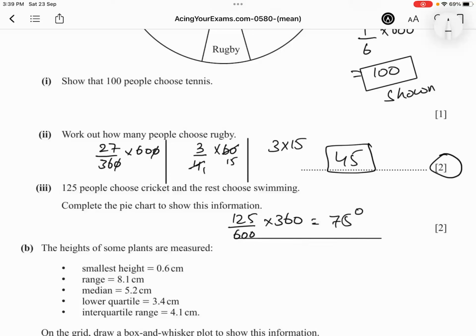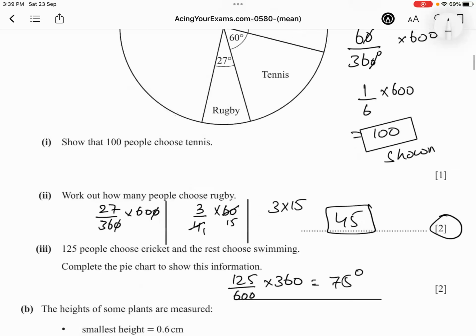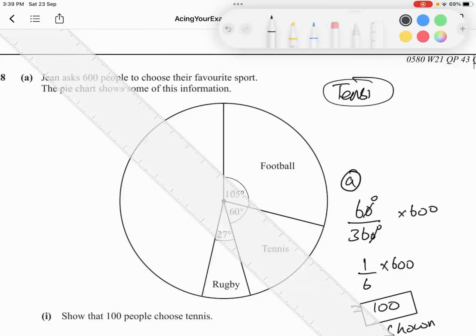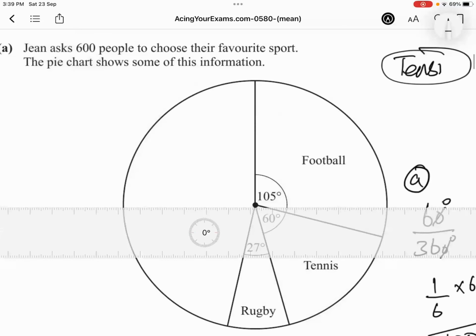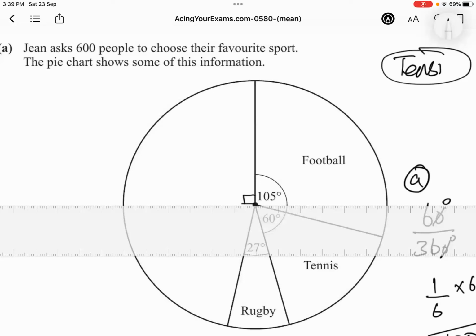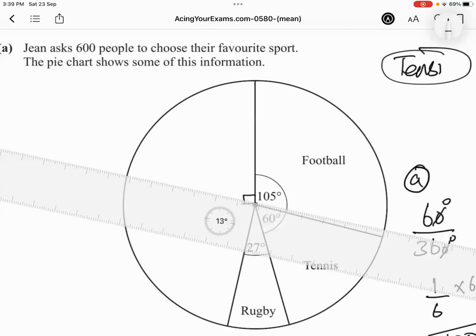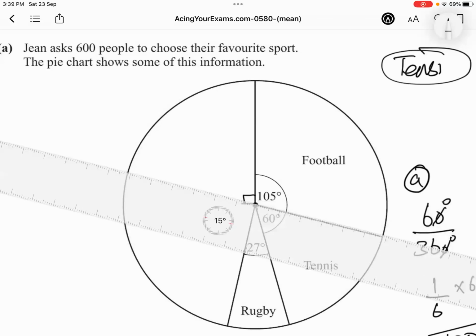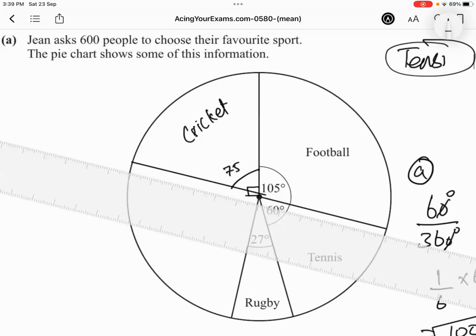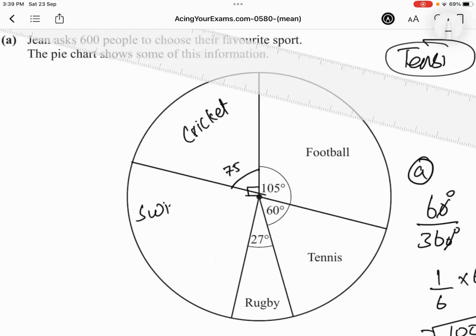Okay. So the rest chose swimming. So 75 degrees. So you can see that this straight line, so this angle will be complete 90. Okay. So I'm going to reduce 15 from it because I need 75 degrees. So this part is 75 degrees, which is cricket. So the rest they chose swimming. So it means that this is swimming area.